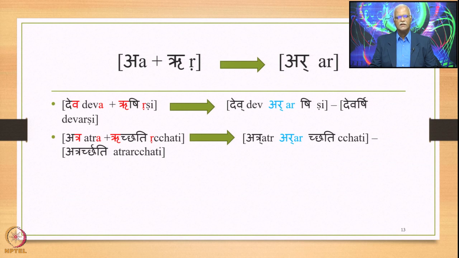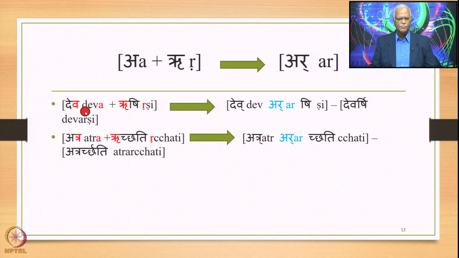So let us take, first of all, A plus R as the input. 6187 applies, and the output generated is R. Here are the examples. So we have Deva plus Rishi. This is a compound, samasa. So these two words are in samhita mode. This is the A coming at the end of this pada, and this is the R coming at the beginning of this pada. So A plus R, this is the case.